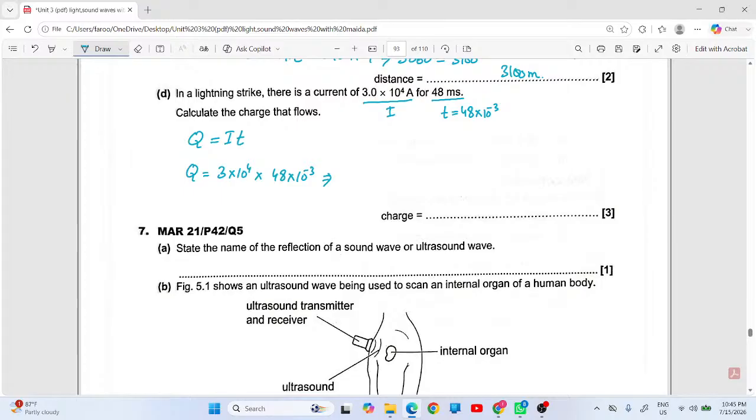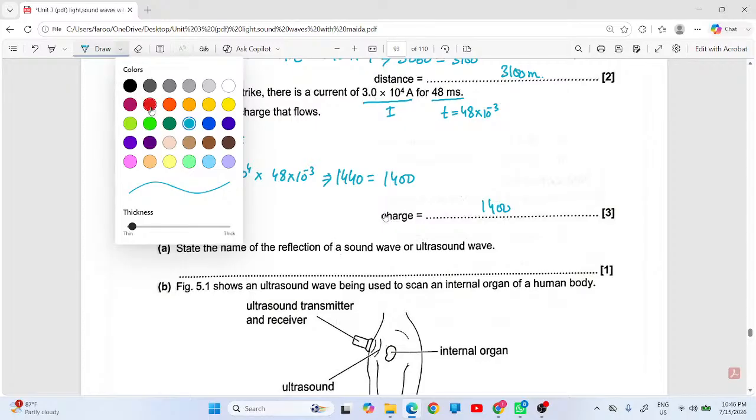1440. So it is 1440. And the unit of charge, Abdullah, the unit of charge is coulombs.